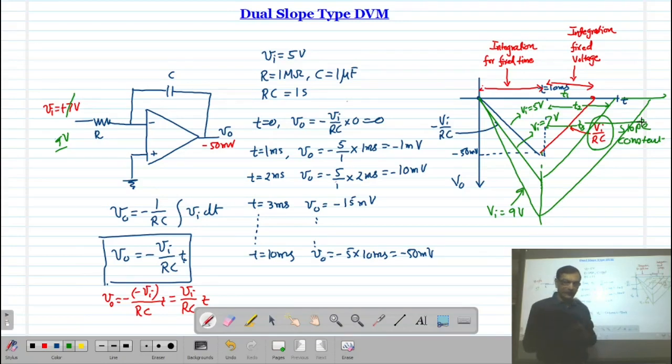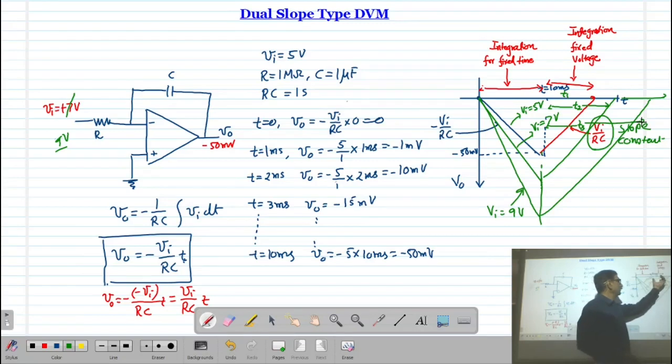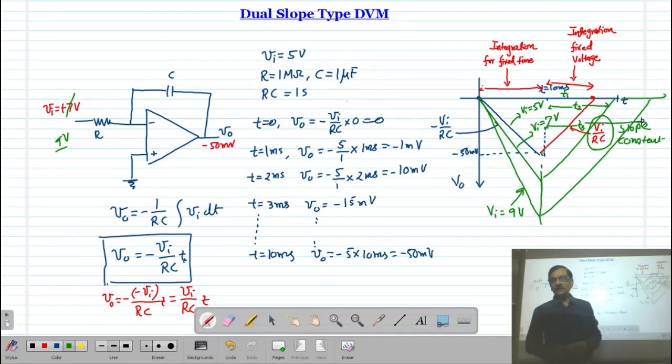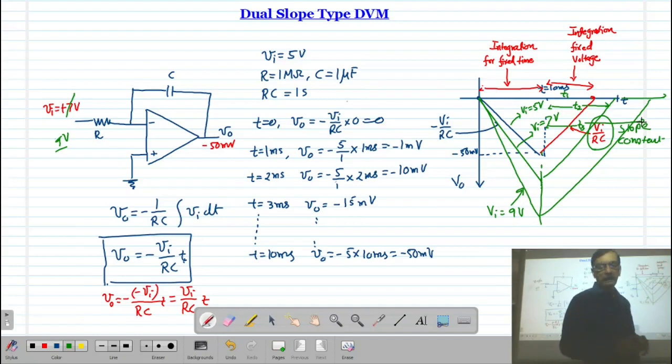And through this gate, the number of clock pulses is passing. So if the time period is small, then fewer clock pulses will pass. If the time period is large, then a large number of clock pulses is going to pass. And this number of clock pulses will be proportional to my input voltage. So here we are using both the slopes of the graph, and that's why it is known as a dual slope type DVM.